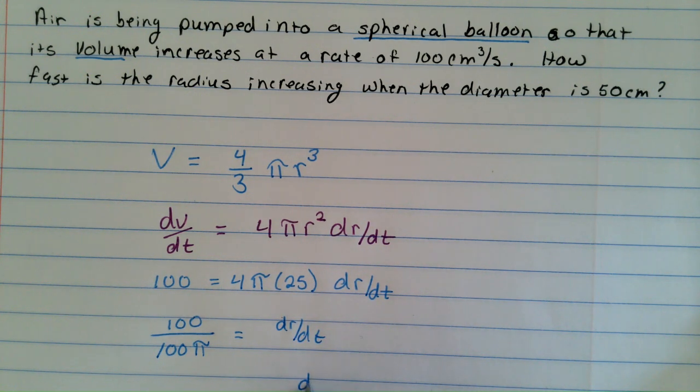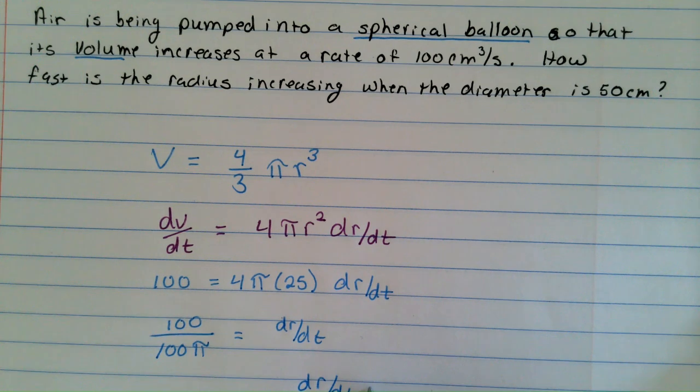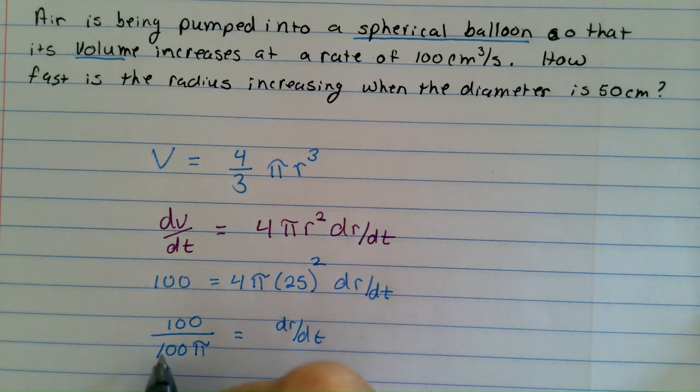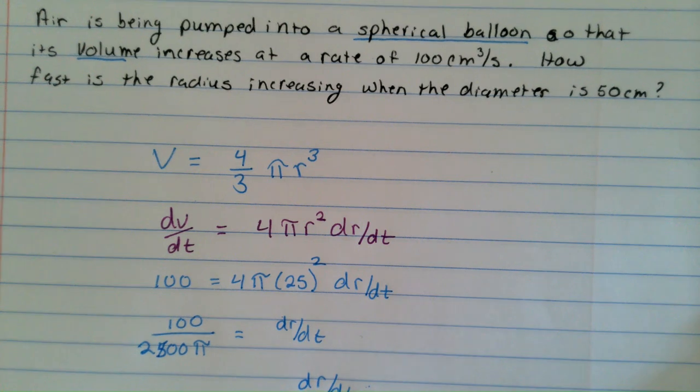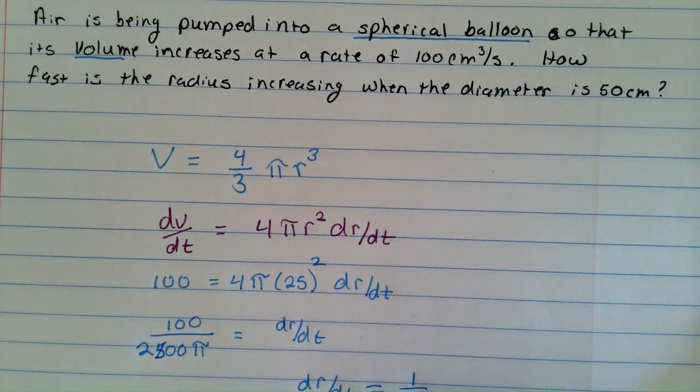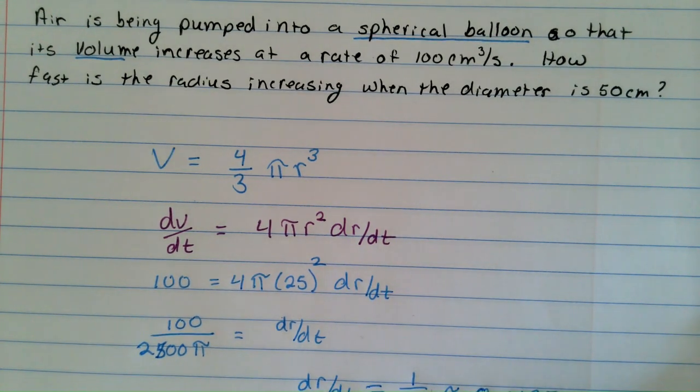So we could say the radius is changing at... I forgot my squared. I knew something was wrong there. That'll change it. That'll make that 2,500. Okay, so 1 over 25 pi, or approximately 0.0127 centimeters per second.